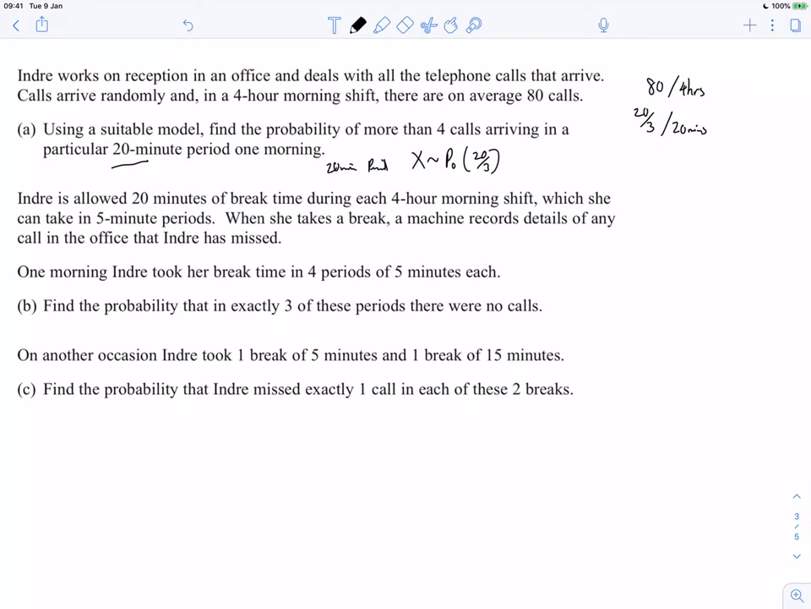And now I want the probability of more than 4 calls. So I want the probability of X being greater than 4. Now, clearly, that is going to be 1 minus the probability X is less than or equal to 4. Because remember, if I want all the blocks, because it's discrete, this is essentially saying 5, 6, 7, 8, and so on. But I want the probability of 1 minus all the 0, 1, 2, 3, and 4 calls probabilities.